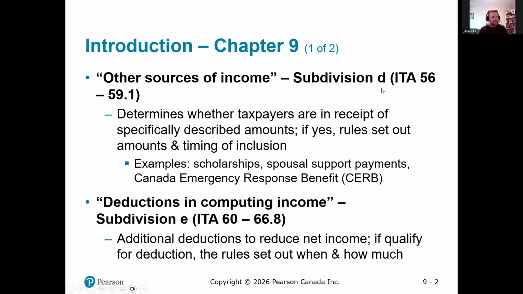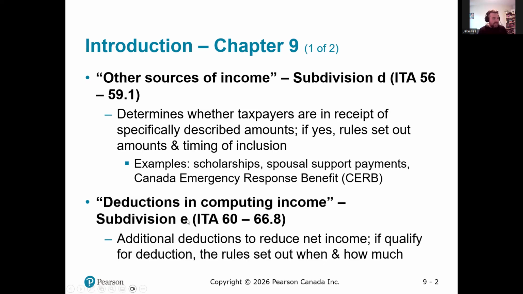So, this subdivision D determines whether taxpayers are in receipt of specifically described amounts. If they are receiving amounts specifically outlined by the subdivision, they are going to be included in your income, even though they might not necessarily fit the usual source test for income. So this includes scholarships, spousal support payments, and the Canada Emergency Response Benefit, which was provided a few years ago. Spousal support payments are continuous, but they're not by virtue of labor or capital. They're by virtue of a relationship, or at least an existing relationship with a former spouse.